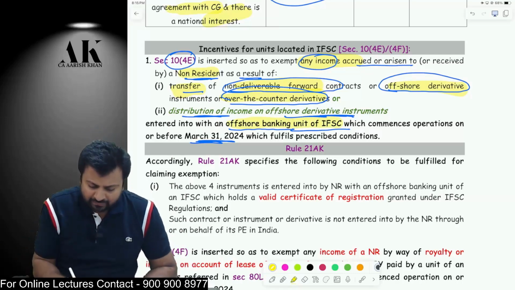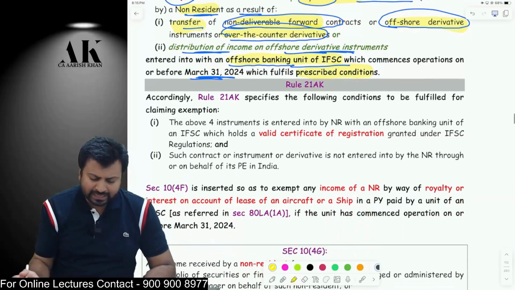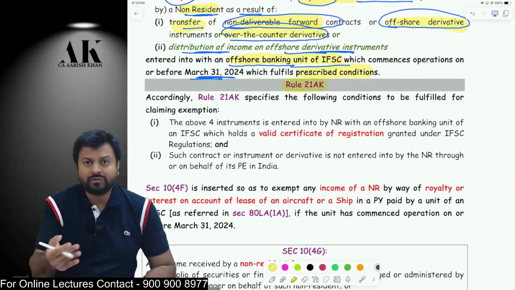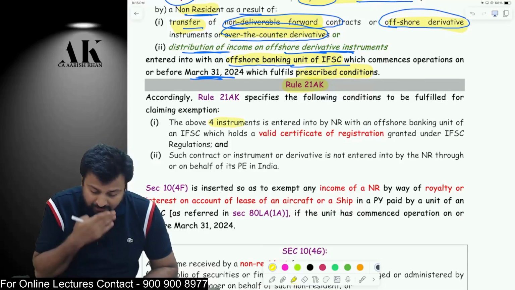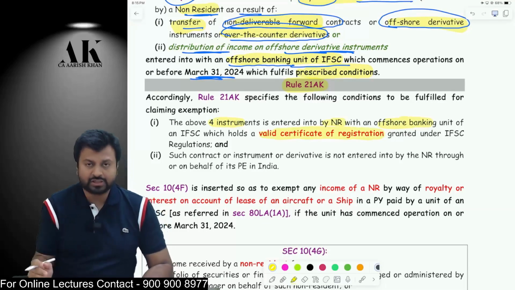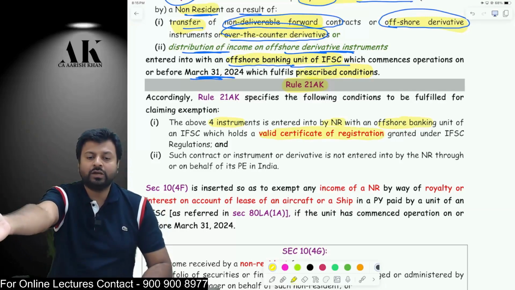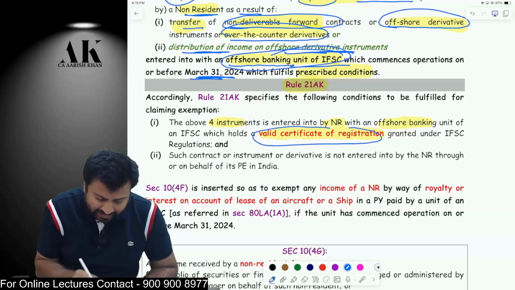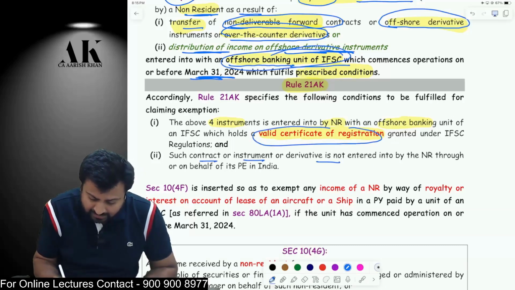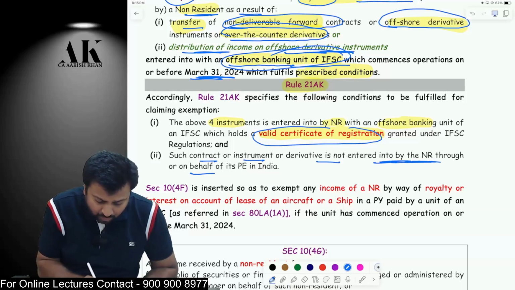Now, they have said that we will prescribe some conditions. What are the prescribed conditions? For that purpose, they have brought one rule, Rule 21AK, in which they have prescribed some conditions. The above four instruments are entered into with an offshore banking unit which has a valid certificate of registration. So the entity with whom you are entering into the contract, that is this offshore banking unit, should have a valid registration certificate, and such contract or instrument or derivative is not entered into by the NR through or on behalf of its PE.